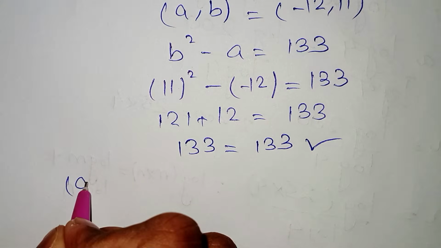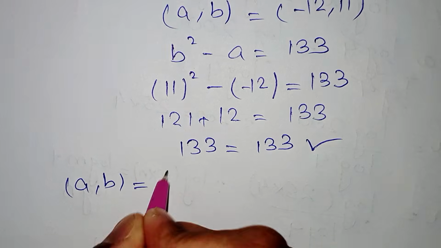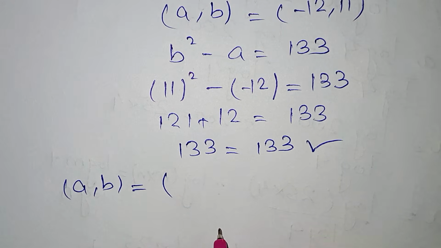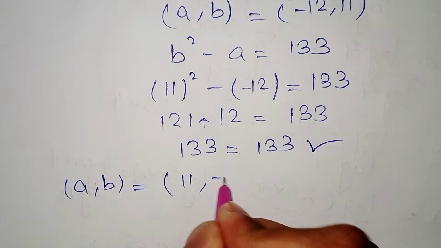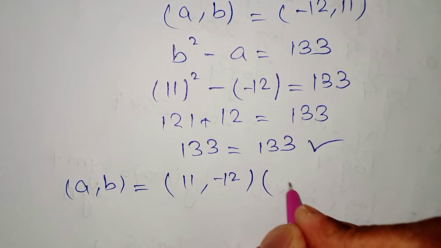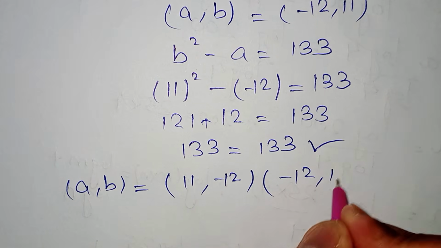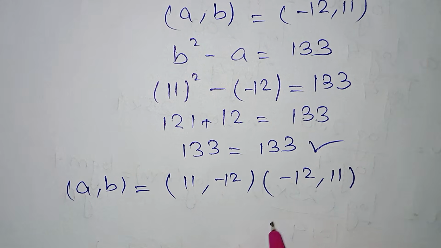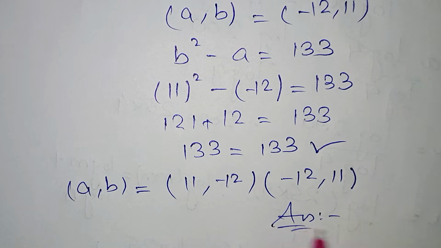So we have two values of a and b. One is 11, −12. Second is −12, 11. So this is the final answer of this question.